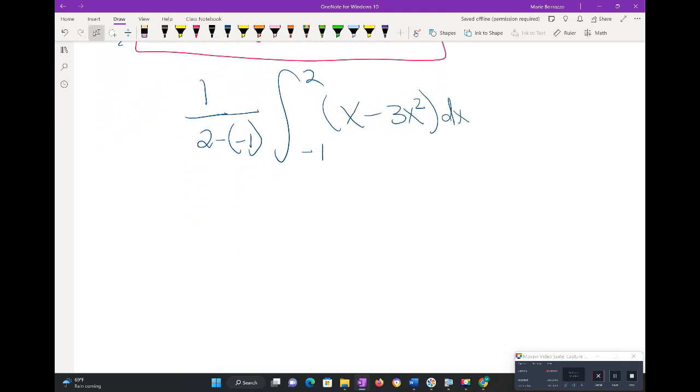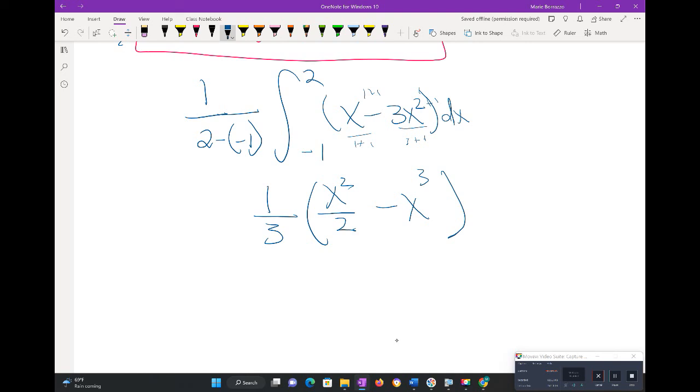Okay, so we begin with some basics. We're going to add 1. Remember, this is to the first power, this is the second power, so we're going to add 1 to each of these and then divide. So 1 plus 1, and this becomes 2 plus 1. So you can see where we're getting 1/3. This becomes x squared over 2 minus x cubed. And we're still evaluating in the area from 2 to -1.